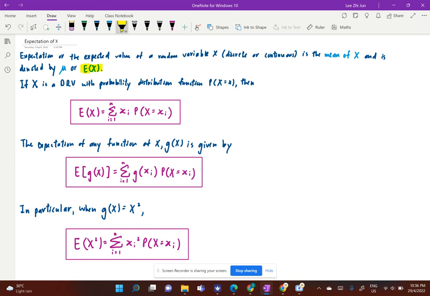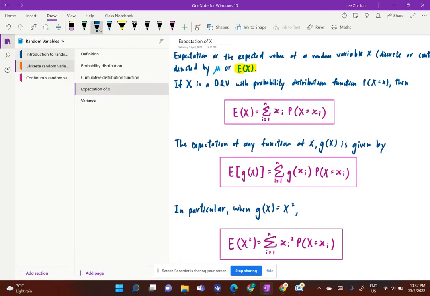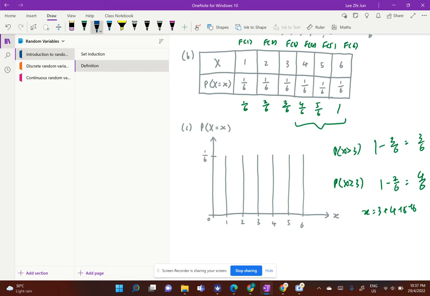So if X is a discrete random variable with the probability distribution function, then it will be the total sum of X times the probability. That is, let me show. You can see X times this: 1 times 1 per 6 plus 2 times 1 per 6 plus 3 times 1 per 6, until 6 times 1 per 6. So the sum will be the mean.